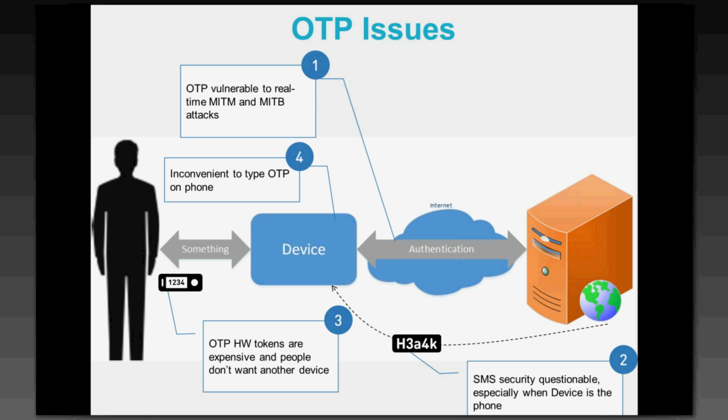So first, they are vulnerable to real-time man-in-the-middle attacks and man-in-the-browser attacks. So even though we might use this kind of OTP hardware token, still an attacker in the middle could receive that one-time passcode, could modify the transaction, could send this modified transaction along with the intercepted one-time passcode to the server, and then execute a modified transaction on the server on the user's behalf.